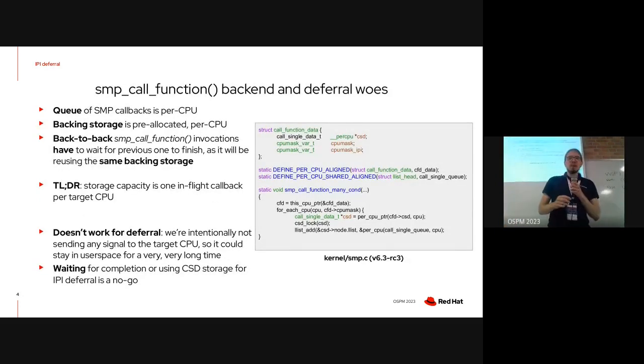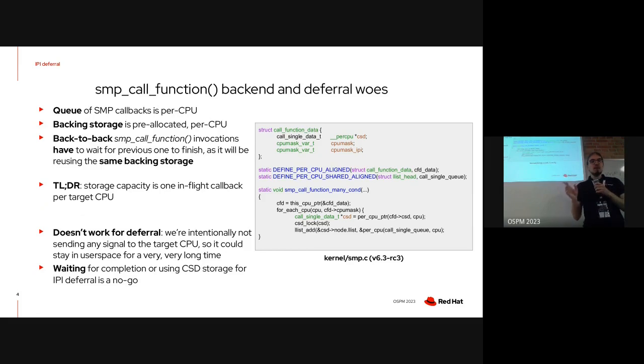Before I get to that, I didn't really know where to put this bit, but I have to talk about it at some point: how do we actually store the information we send with IPIs, so SMP call and friends. We pretty much have a queue of callbacks, like a list we have per CPU, and the memory for the actual lists that are on there is just pre-allocated per CPU memory.